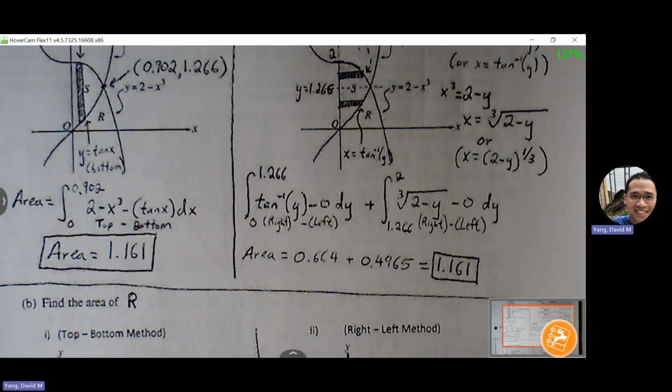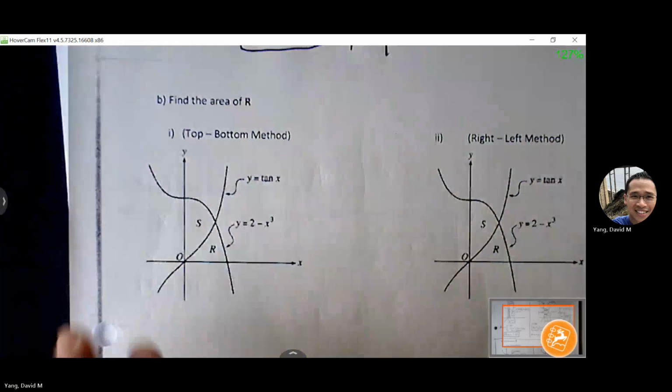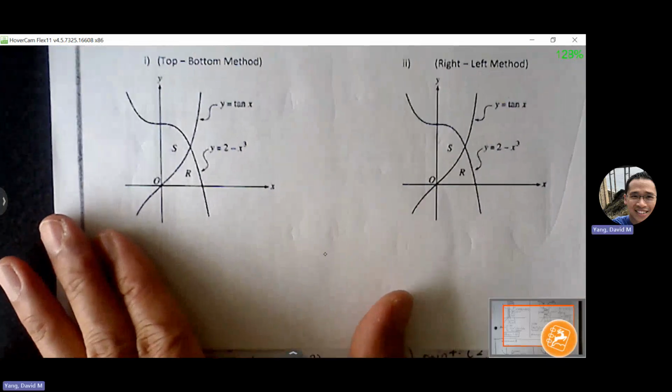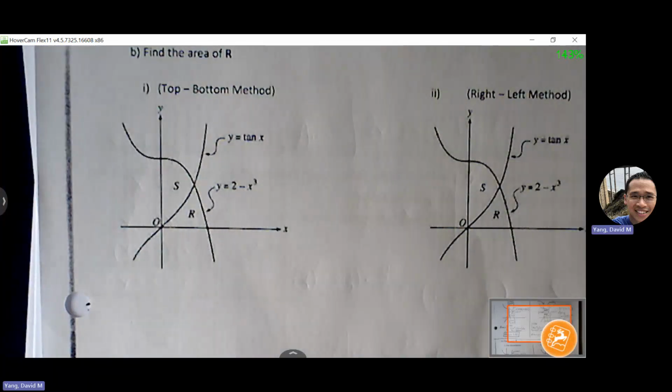Okay, any questions with the region S? Okay, let's do region R. Same diagram. Let's do it from a top minus bottom perspective.